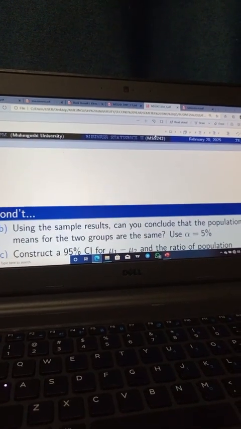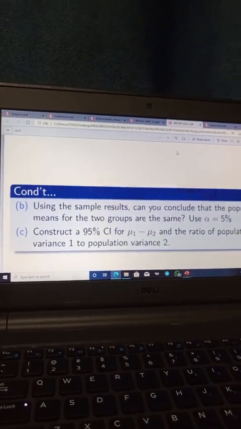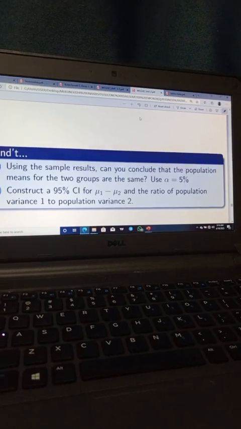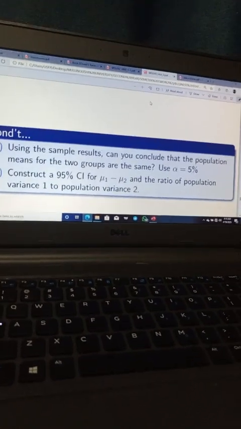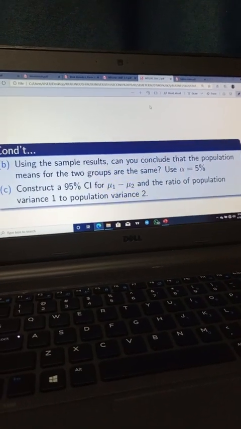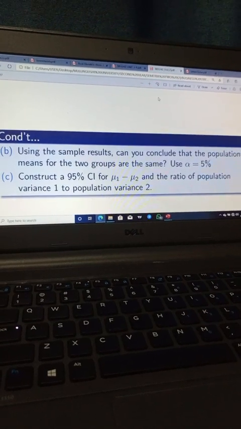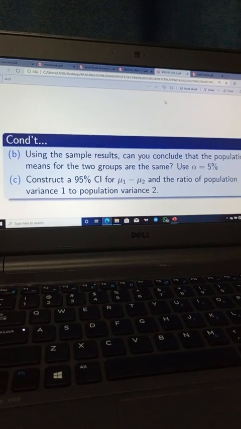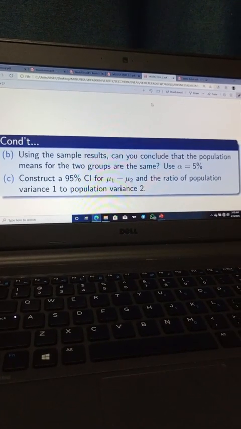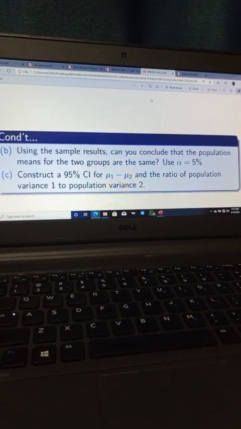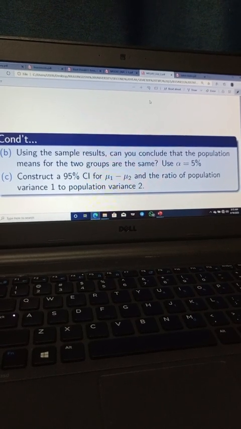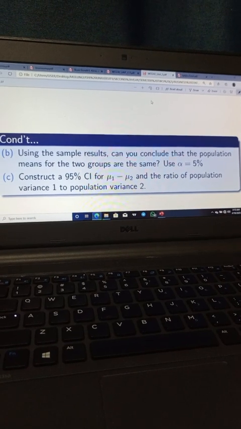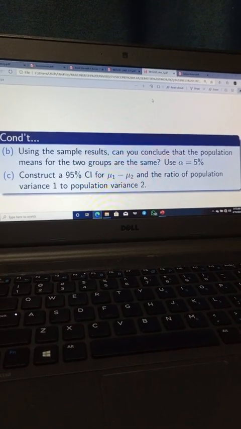So from here we go to the second question in our lecture slide, which is question B, which is simply the continuation of them all. So using the sample results, can you conclude that the population means of the two groups are the same? So how do you basically solve this one? Remember, under the population means of the two groups, you need to always understand one basic concept. Which concept are we talking about?